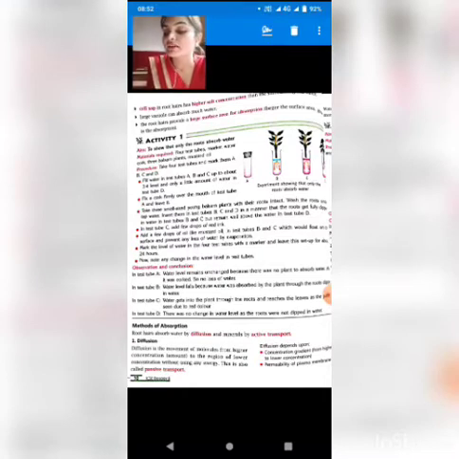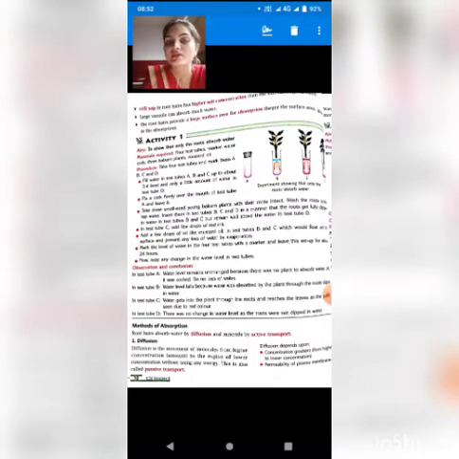Okay, this process is also called passive transport. The diffusion process is also called passive transport, which means when the molecules get transferred from the region of higher concentration to the region of lower concentration. This process is known as diffusion as well as passive transport.